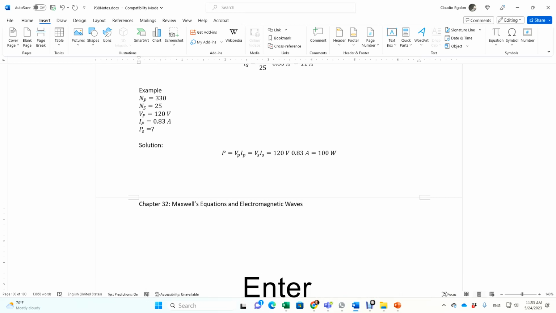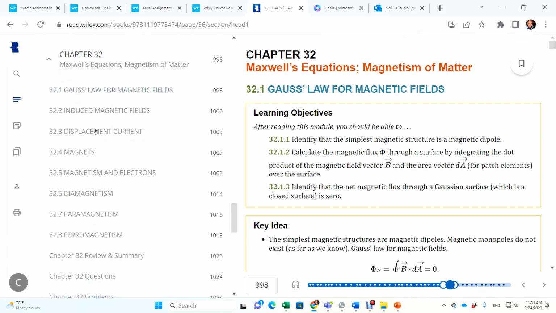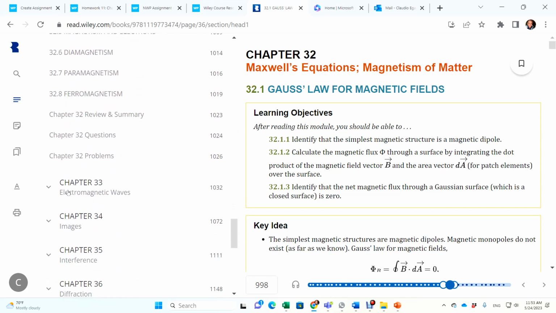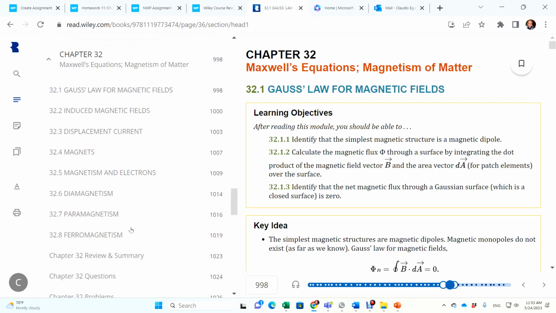We're not going to cover everything. We're going to cover only 32.1, 32.2, and 32.3. Oh, wait a minute. We still have electromagnetic waves in 33. That's not the final chapter. It's the one before the final, right?